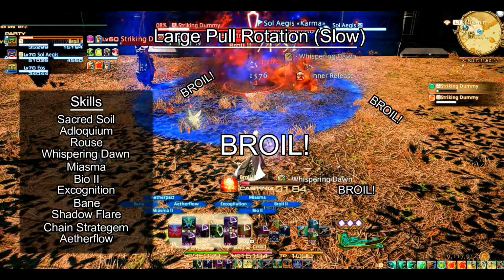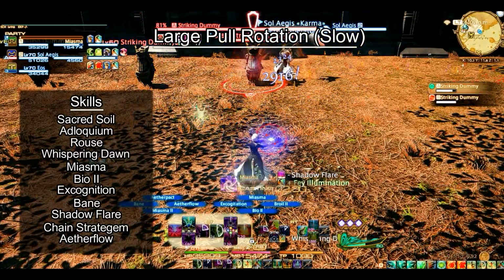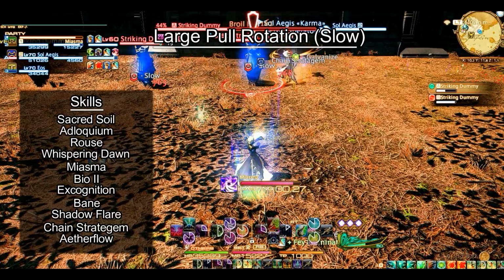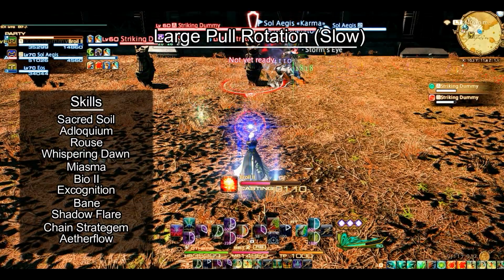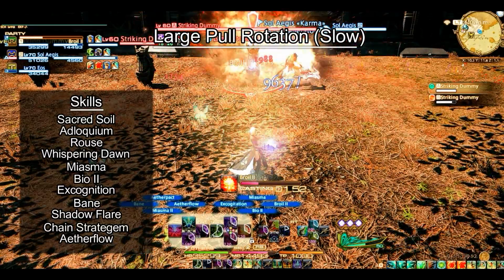This rotation is a very general guideline on how to handle large pulls. With healers, nothing is set in stone, so you need to take this information and apply it as necessary, making adjustments as the situation calls for it.